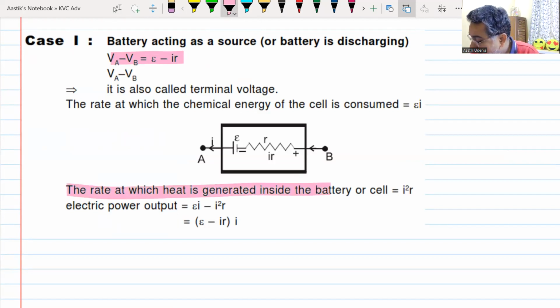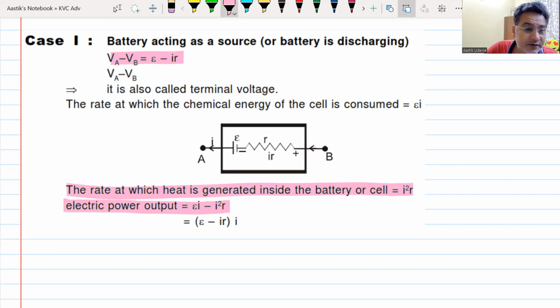The rate at which the heat is generated inside the battery will be equal to I squared multiplied by r. The power output from the cell will be this one. Do we understand this? Note this down because this may come as a question in your paper. I'll give you 2 minutes to note this down. Everyone understood this? Yes, sir.